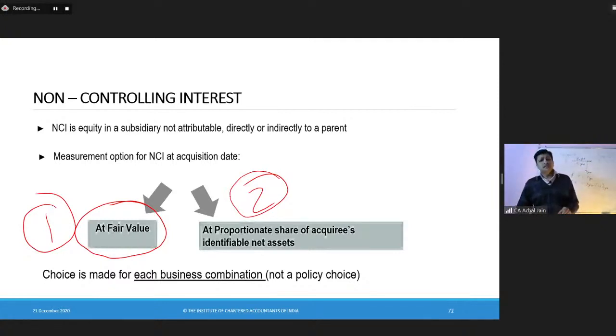The standard further says that either of these methods may be used for measurement of NCI, and it can be chosen on a combination by combination basis. It means it is not necessary to have an accounting policy saying that NCI will always be measured at fair value. No. Let's understand this point. What do I mean by this?